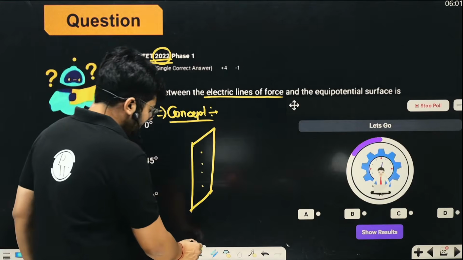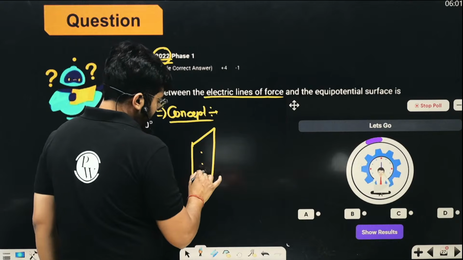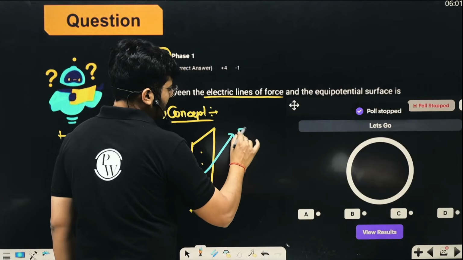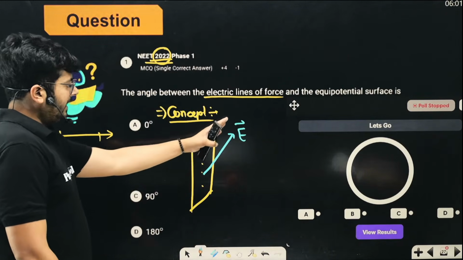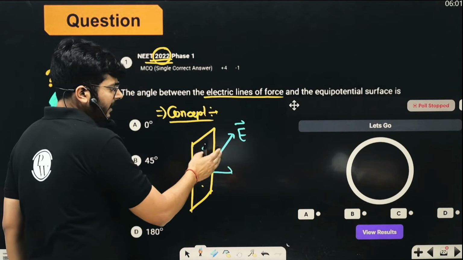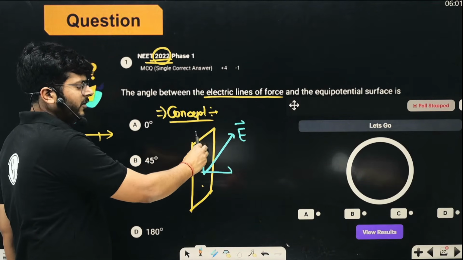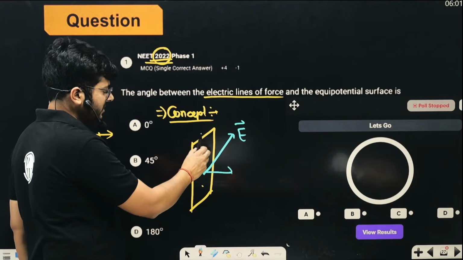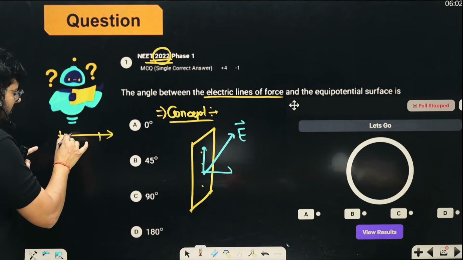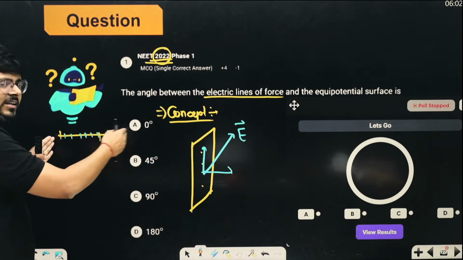Yes or no, my dear kids? What is really happening? Think about it. If the electric field is making an angle with the equipotential surface, then a component of the electric field will be along the plane as well. The electric field will have a component along the surface itself, and whenever you have an electric field along the surface, the points are not at the same potential. They are at a potential difference, which is why we have the electric field.